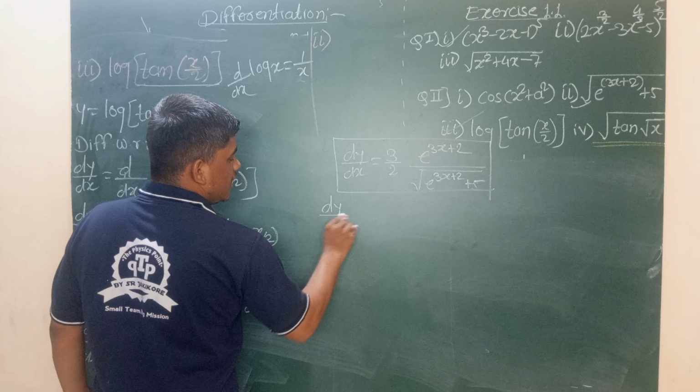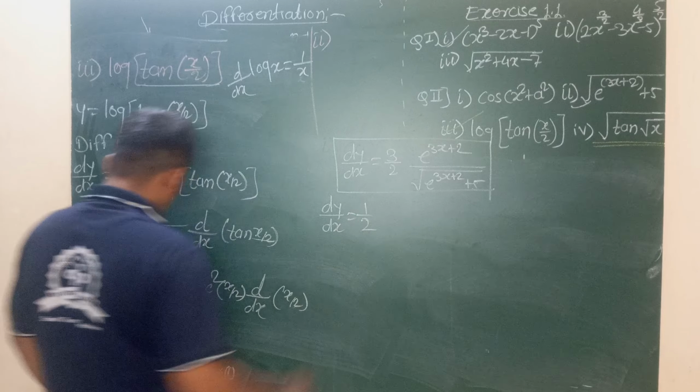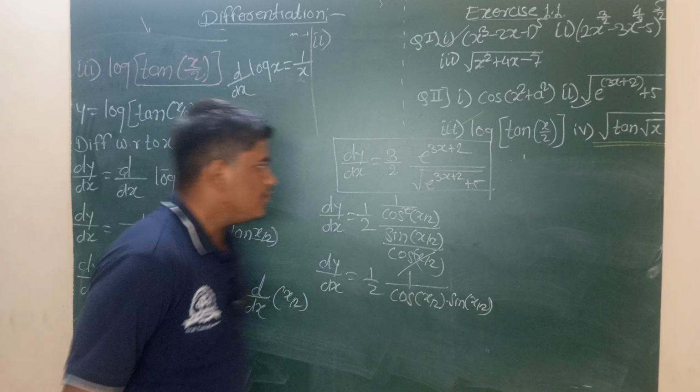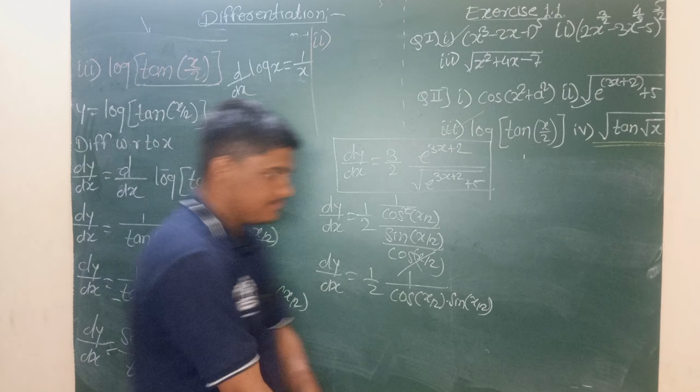The final answer will be dy by dx is equal to 1 by 2 into 1 upon cos square of x by 2, divided by sin of x by 2 upon cos of x by 2. One cos of x by 2 will be cancelled here. That is cos x upon sin x. dy by dx is equal to 1 by 2 into 1 upon cos of x by 2 into sin of x by 2. Which formula is applied here? 2 cos x by 2 into sin x by 2, which is 2 into sin of x by 2 here.